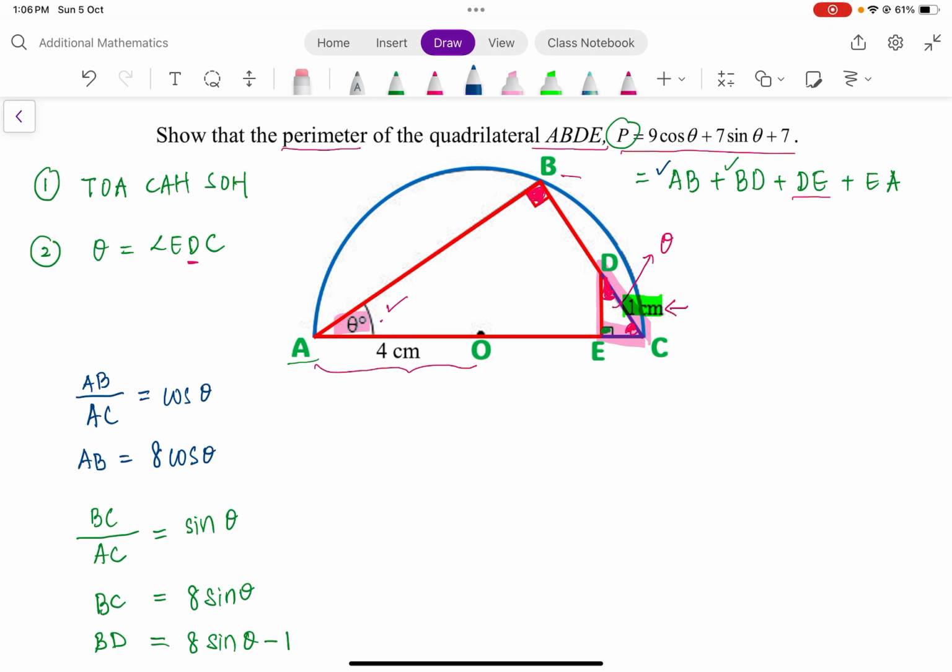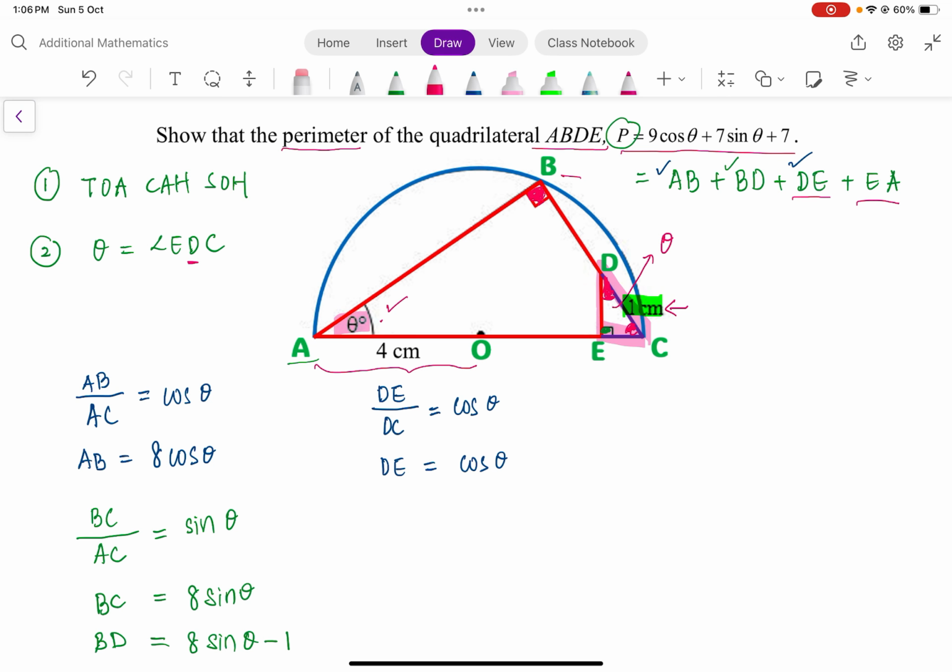So again, I will have DE over DC, which is adjacent over hypotenuse. So this is actually our cosine, which gives me cosine theta. Since DC is equal to 1, I know that DE is equal to 1 times cosine theta, which is just cosine theta. So again, my DE is done. With this, I can move on to the last length, which is EA.